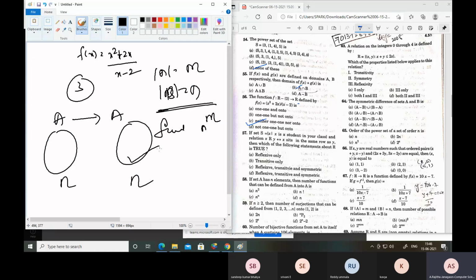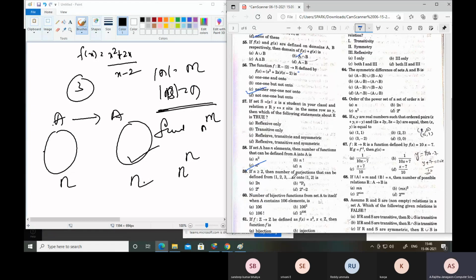So here the function is from A to A. The cardinality of A is n, so it is n to the power of n. This n to the power of n is the answer. Now here if n is greater than or equal to 2, then the number of surjections that can be defined from 1 to n, how many surjections are there? That is 2 to the power of n, since n is greater than or equal to 2. So that is 2 to the power of n minus 1.